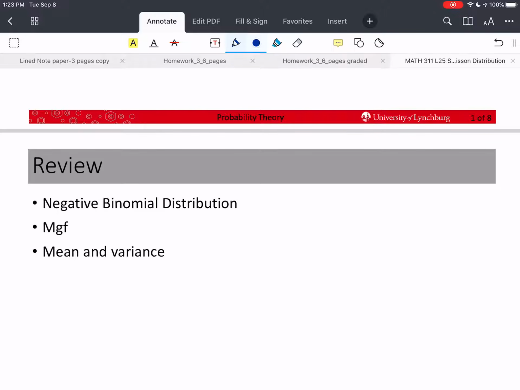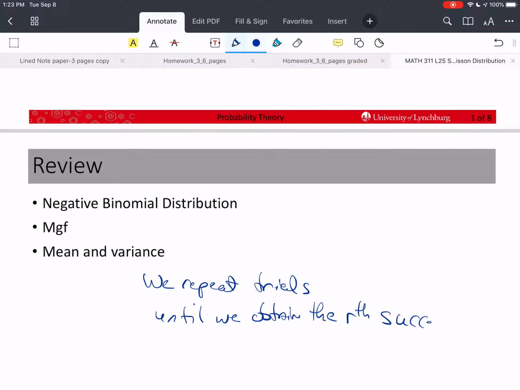Remember that the negative binomial is where we repeat trials, which are Bernoulli trials, until we obtain the rth success, or whatever occurrence we're trying to study. And so r can be 1, 2, etc. Remember that this is a generalization of the geometric distribution. The geometric distribution is when r is equal to 1, so it's always the first occurrence.